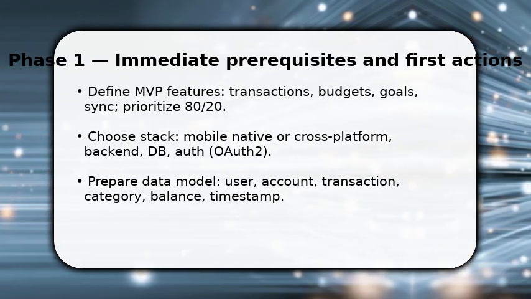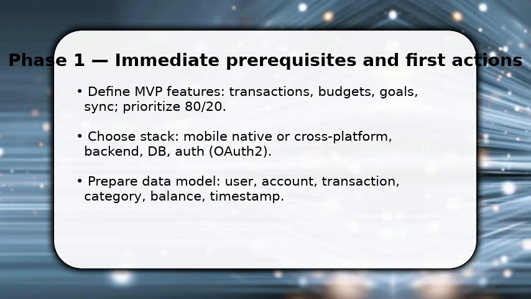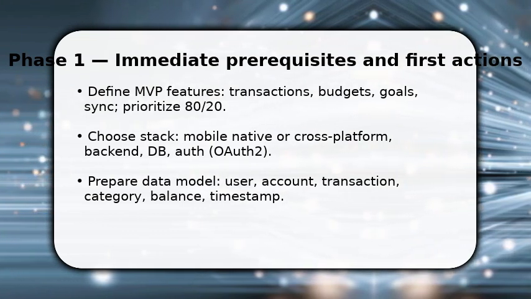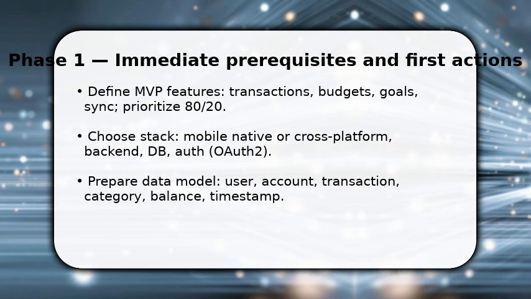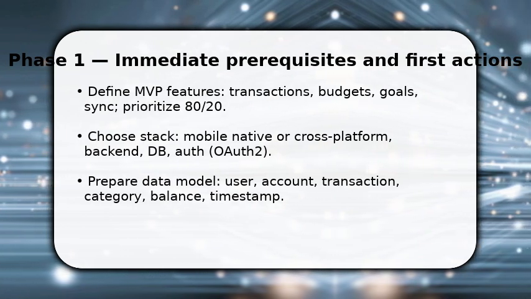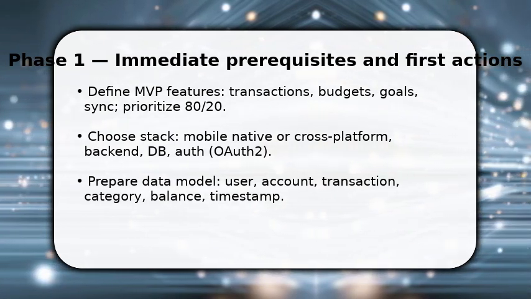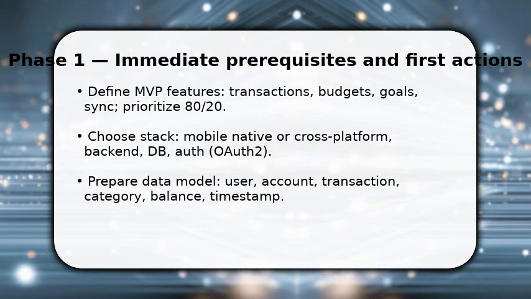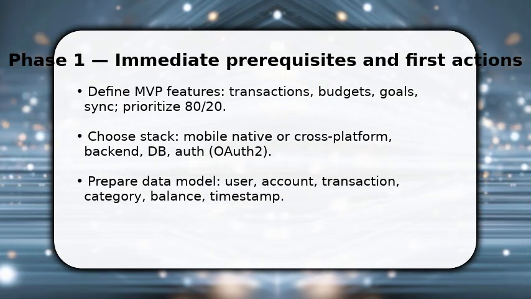User, accounts, categories, transactions, balances, and timestamps. This keeps calculations correct. Make sure to include auth and data encryption now. Without them, you risk rewrites later. Begin implementing one endpoint and ship that core flow first.